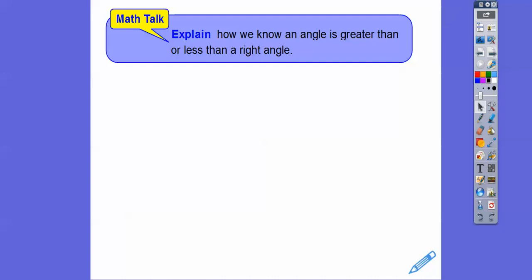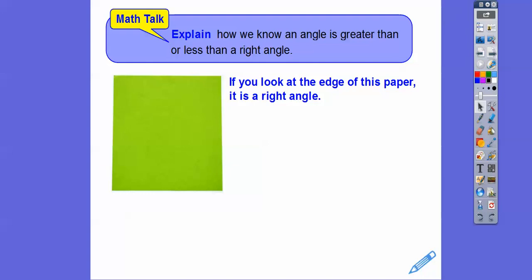So how do we know when an angle is greater than or less than a right angle? If you look at the edge of a paper, like this little sticky note that your teacher probably has, I have yellow ones in my classroom.